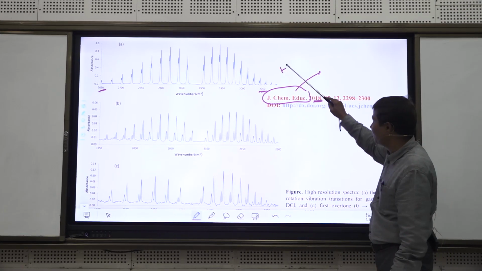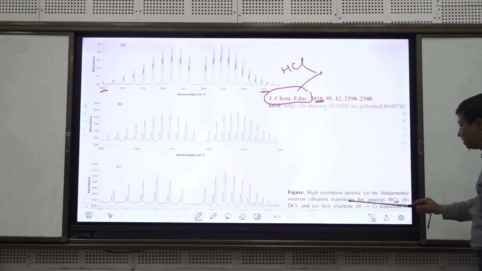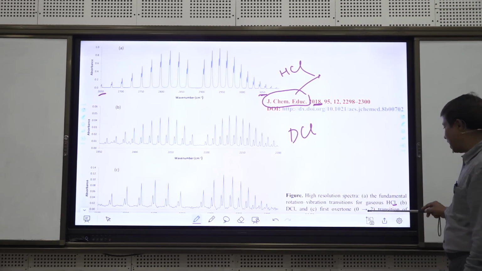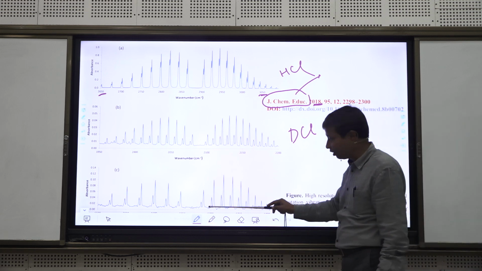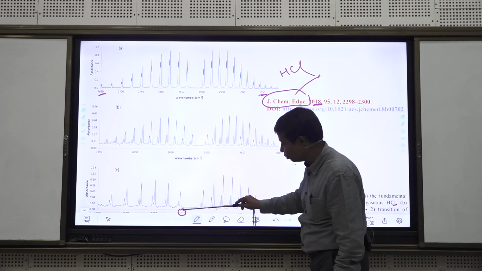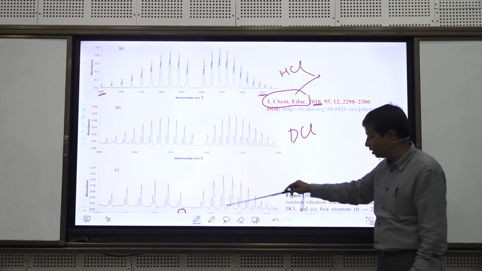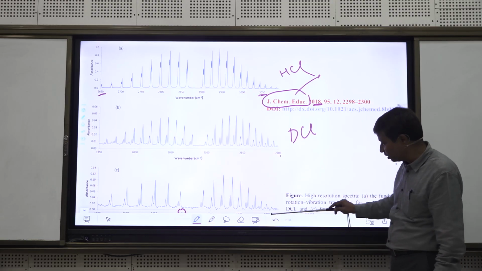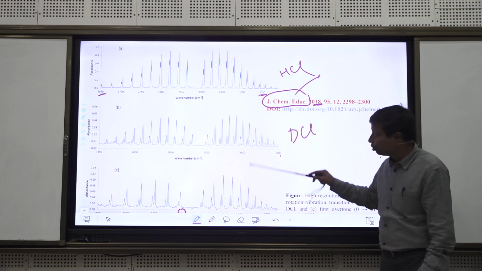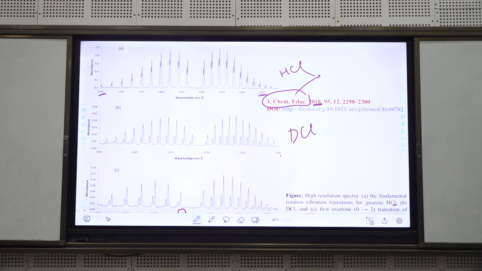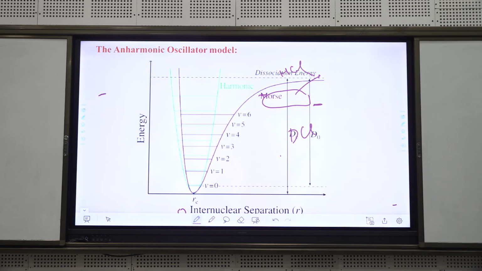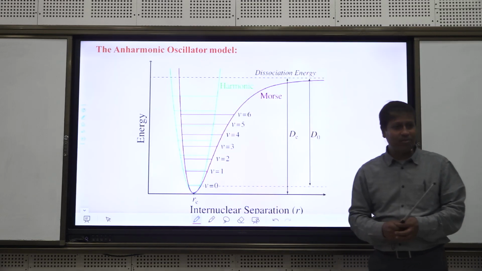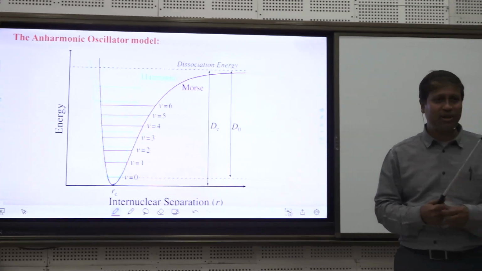This is for the HCl molecule, and B is for the DCl molecule, that isotope, and this is the first overtone. So they have recorded the first overtone also. This is just double of this number. If you see, these numbers are double. So 2200, this is 5800. We'll discuss these things slowly. This is just to tell you that what we have seen just now, in high resolution also, the spectrum is not just one band, it is much more than that.